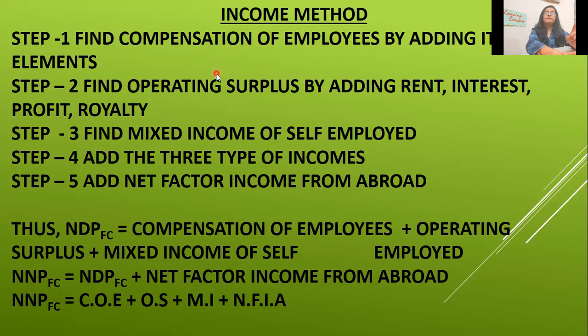And if we have to find national income, then we have to add four things: compensation of employees, operating surplus, mixed income, and net factor income from abroad. So we can write the formula in this form also; in the board exam, you can write in this form: COE, compensation of employees, plus OS, operating surplus, plus mixed income, plus net factor income from abroad. So in this manner, we find national income by the income method.